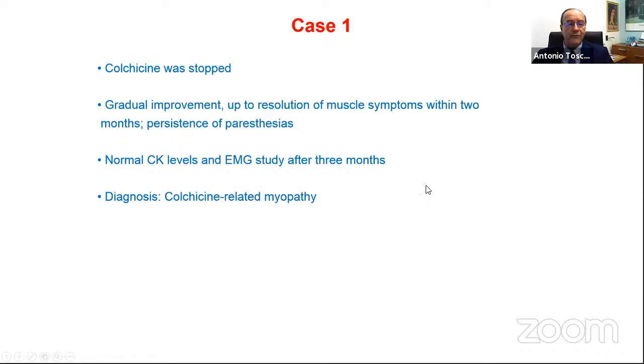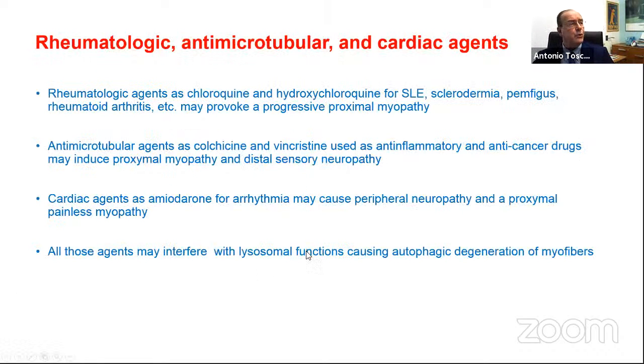Normal CK and the neurophysiological examination normal after 3 months, and definitely the diagnosis was colchicine-related myopathy. This is just to give you a sort of model, because rheumatologic agents, chloroquine, used for several kinds of disorders like pemphigus and rheumatoid arthritis, might provoke myopathy. Antimicrotubular agents such as colchicine may provoke myopathy and sensory neuropathy. Cardiac agents such as amiodarone, very well used for arrhythmia, may cause peripheral neuropathy and proximal myopathy.